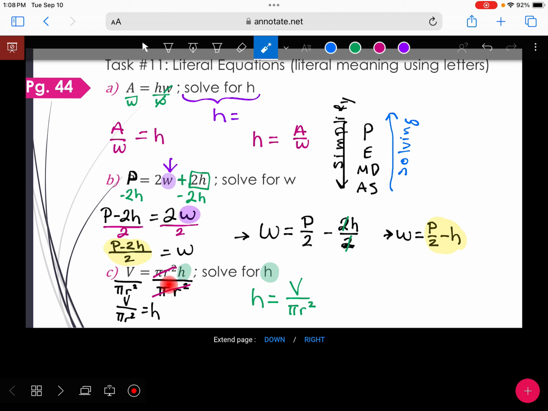This one is the volume of a cylinder. We're just solving for height. So it's pulling up our old geometry formulas and using them in our algebra stuff. Someone's got their geometry in my algebra.